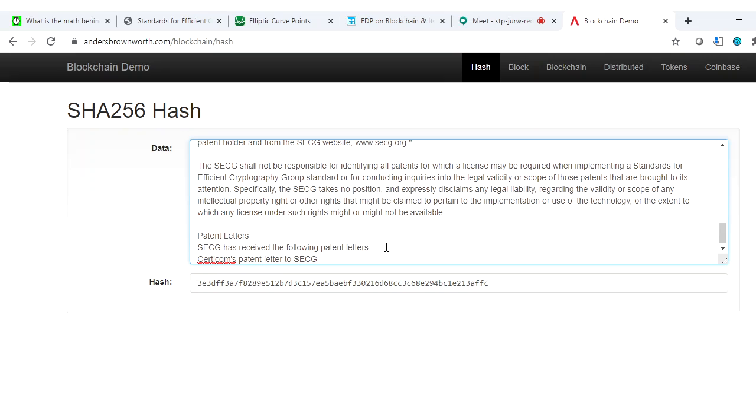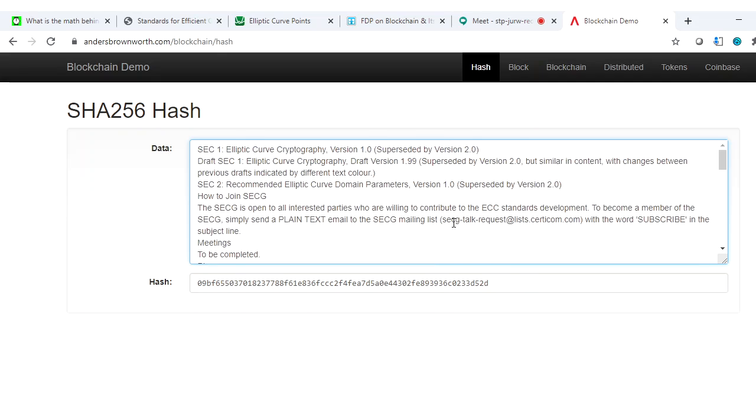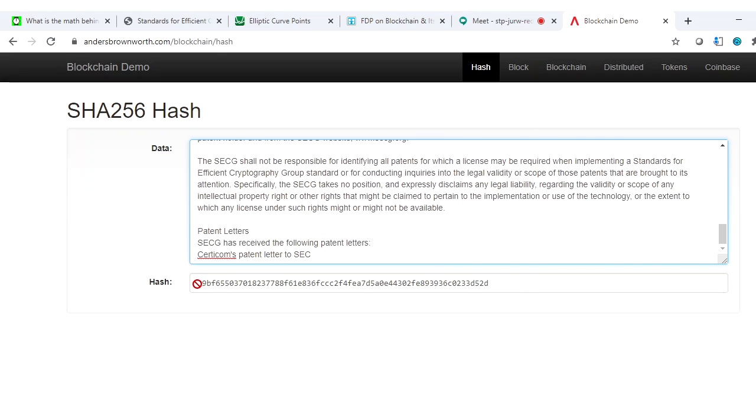Even though it is a huge data, if you make a small change, for example I am removing the letter G, you look at the hash value, it was changed. That means irrespective of the size of input, it always produces a 256-bit message digest.